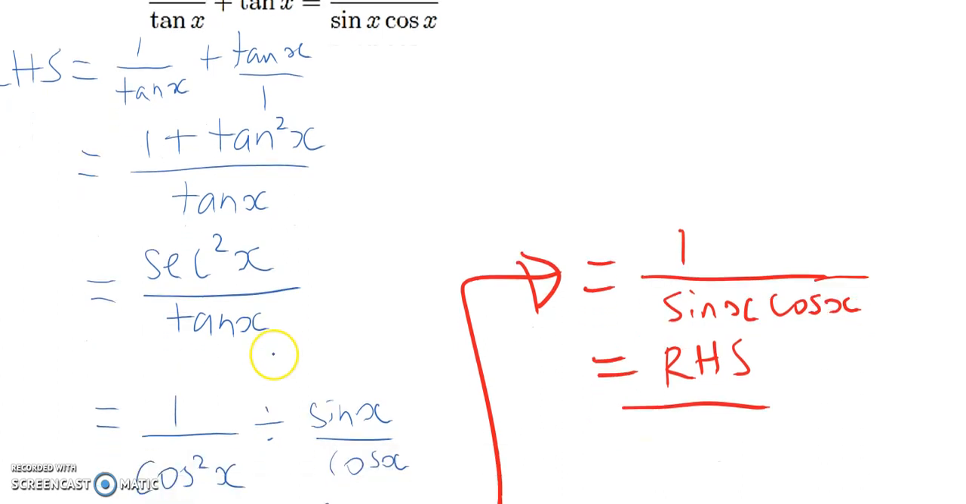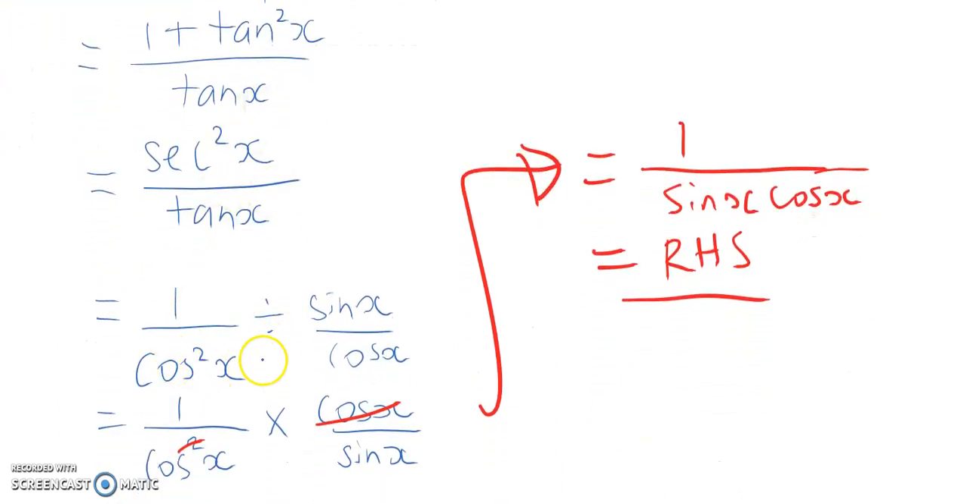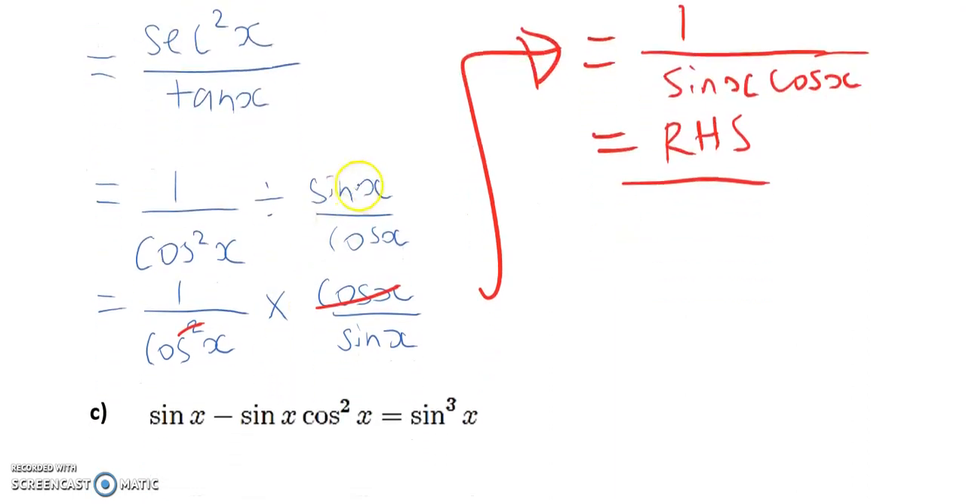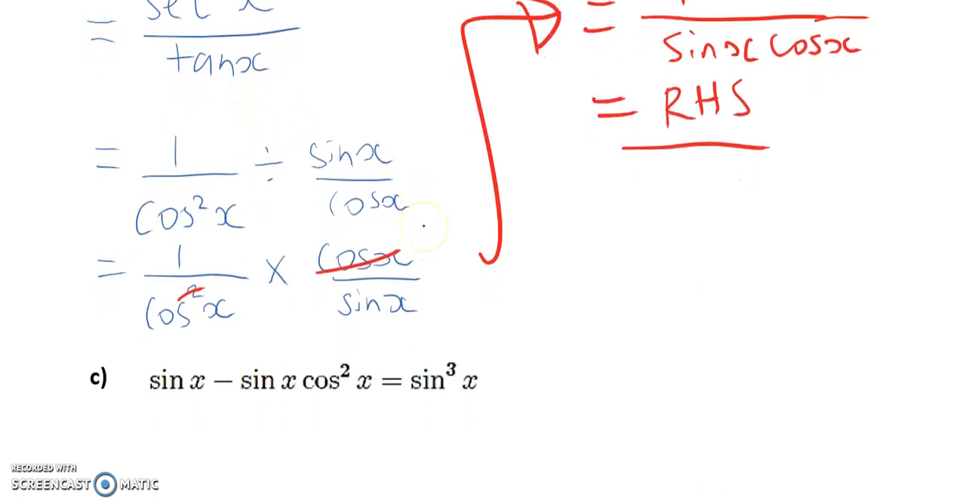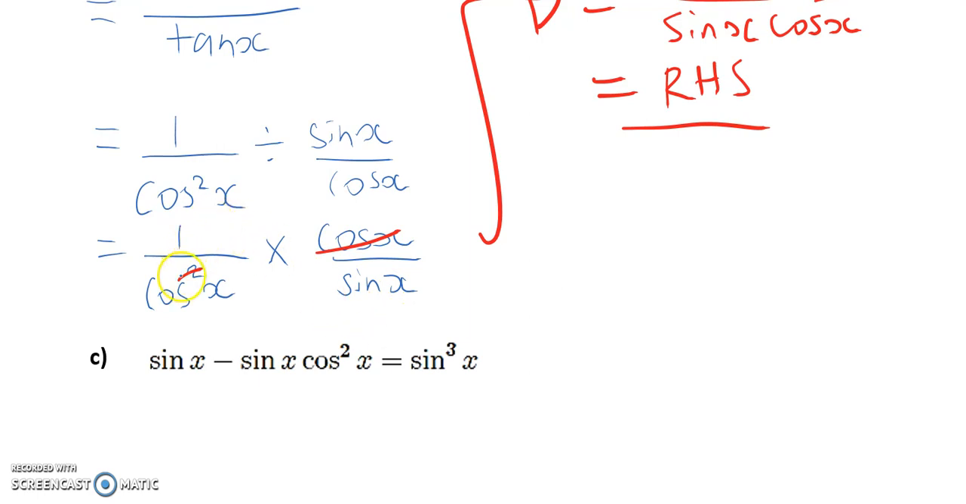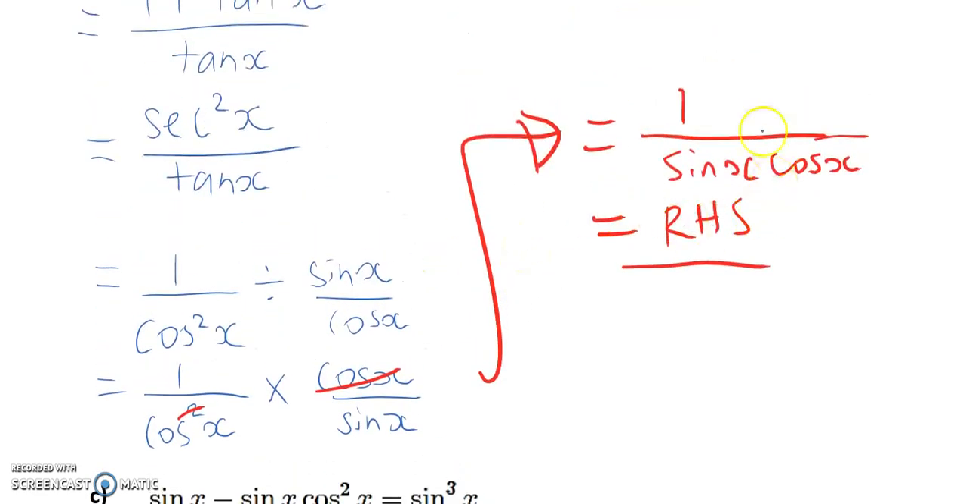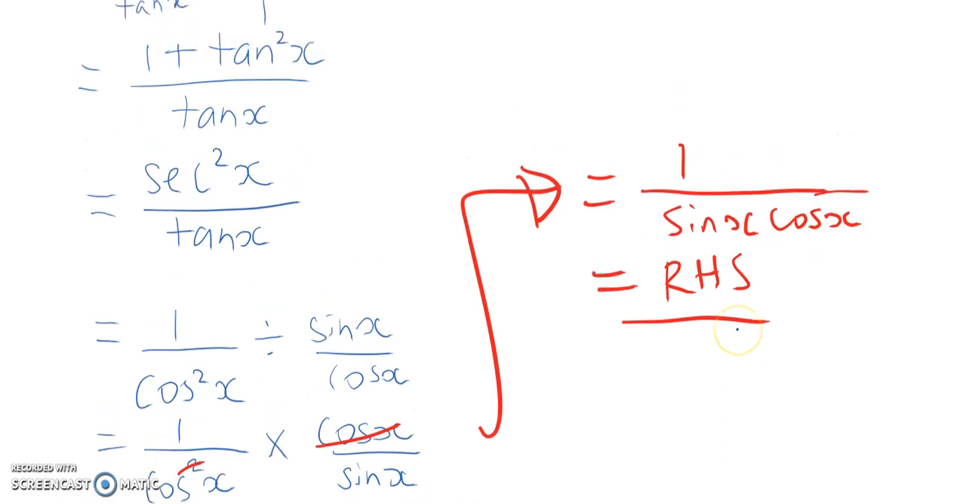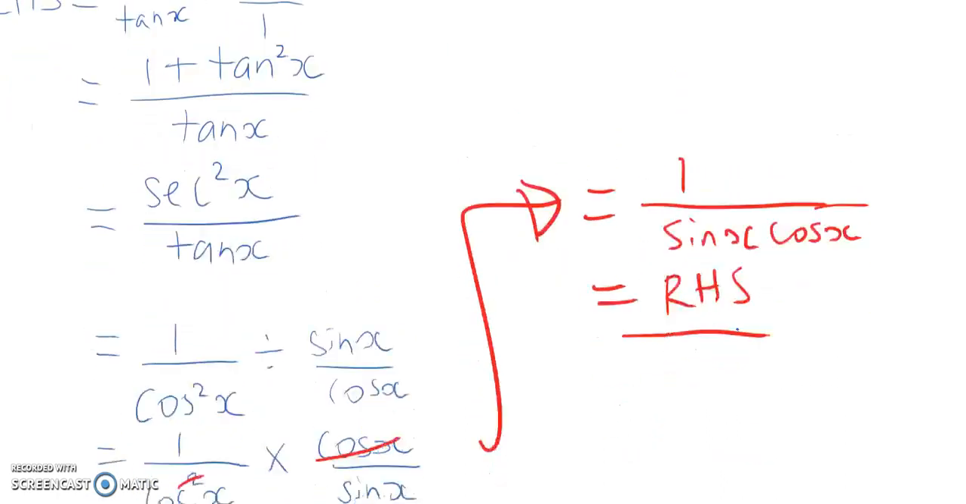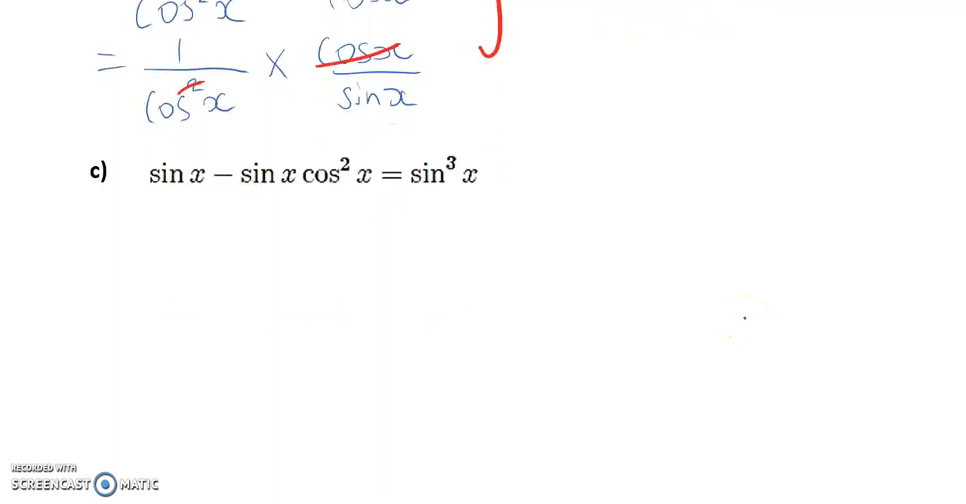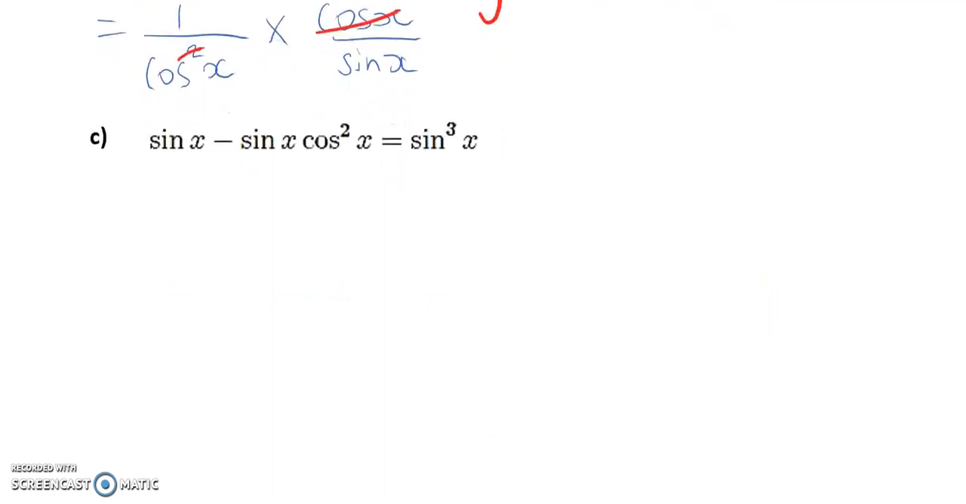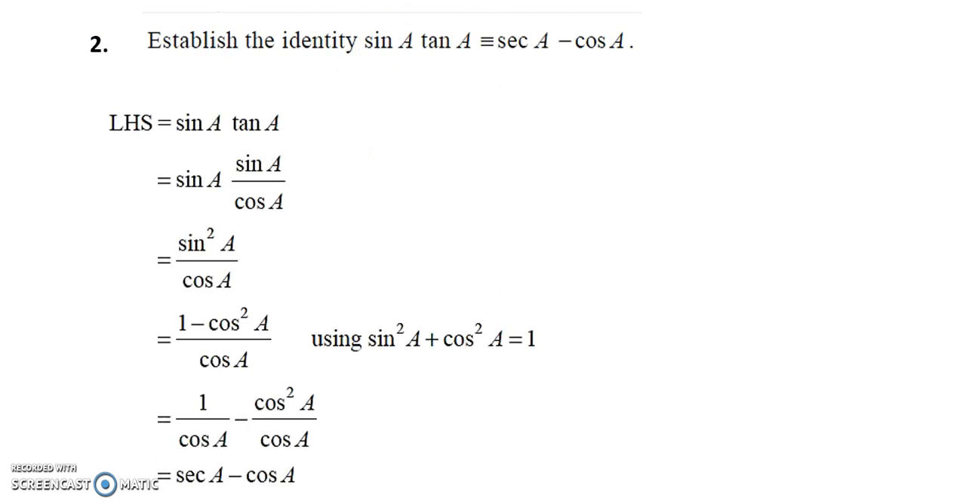Now I can write that in a different way. I can write sec squared x as 1 on cos squared x. The line of a fraction means divide, the vinculum. And instead of writing tan x, I'm going to write sin x on cos x. To divide two fractions, I flip and multiply. So when I do that, one of the cos x's on the bottom cancels with one on the top. So I'm left with 1 on cos x sin x, which is 1 on sin x cos x, which is the right-hand side. Okay. So trig identities is really fun. They're kind of like a cool puzzle. I'm going to let you have a go at question C.